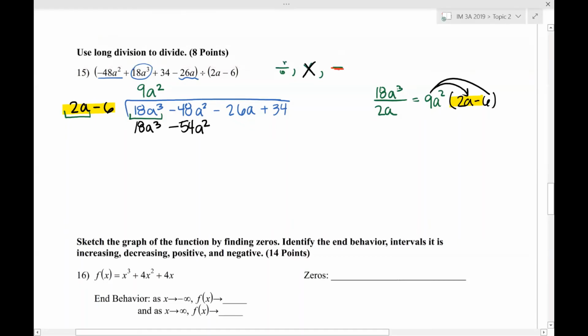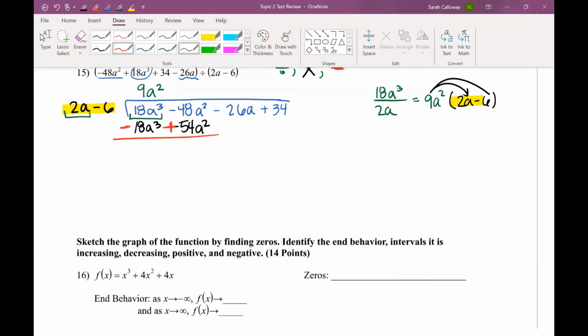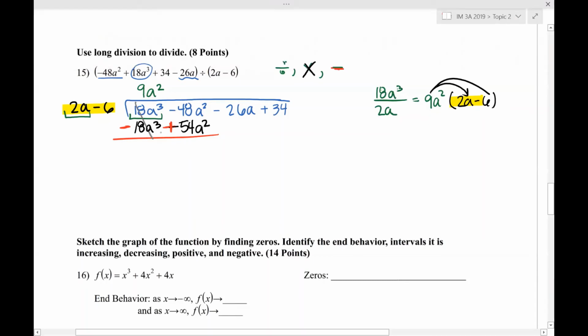Remember, when I'm subtracting, because there's two terms here, I'm changing both of these. So it turns into negative 18a cubed plus 54a squared, because that will allow it to cancel out. So I was matching this term so that when I subtract, it goes away. So I have negative 48a squared plus 54a squared. So that's going to give us 6a squared, and then we're going to drop down the negative 26a.